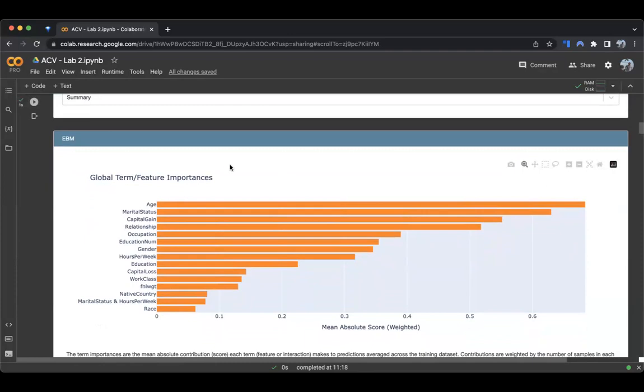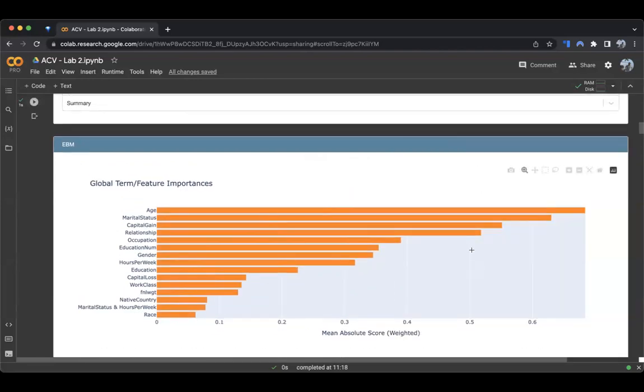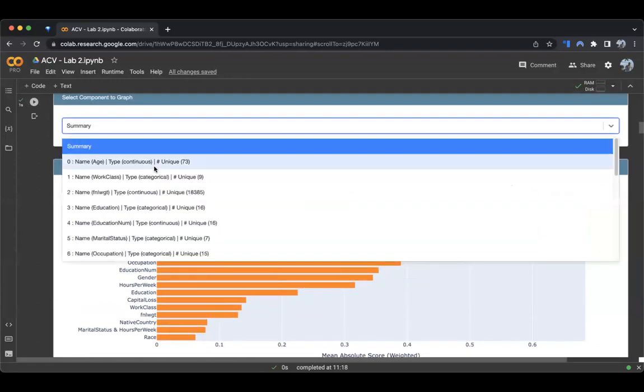And overall, we can see things like age, marital status, capital gain, relationship, occupation and education number, gender, hours worked per week, and education are extremely important for the model. Things like race, because we had almost only one race, right? So everybody was almost white there. Here, this one was not important. Native country was also not important, mainly because we only had one class, which is the United States. So you could safely drop these features from your model and keep only the other features in your model for the sake of having a greater generalization.